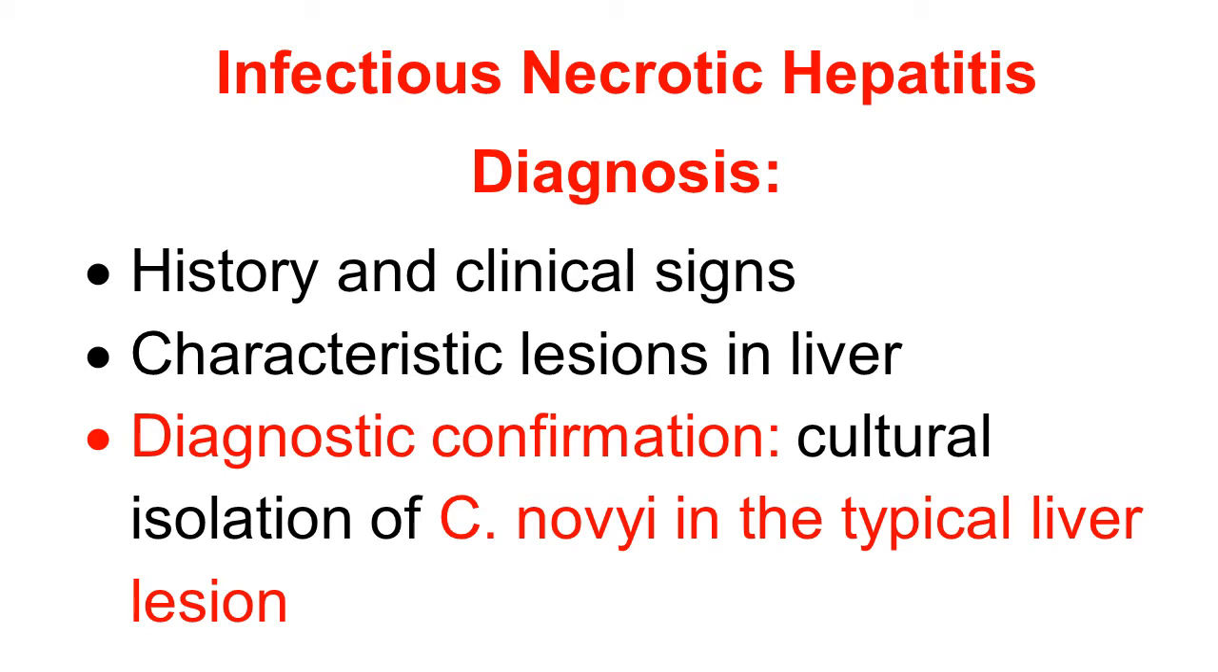Friends, here we discuss diagnosis of infectious necrotic hepatitis. History and clinical findings are not yielding much because peracute death occurs in a few hours, so signs may not be observed. But we have already discussed the characteristic lesions in the liver. The necrotic lesions in liver are characteristic. The disease can be confirmed by cultural isolation of Clostridium novyi in liver lesions. That is the confirmation of disease.